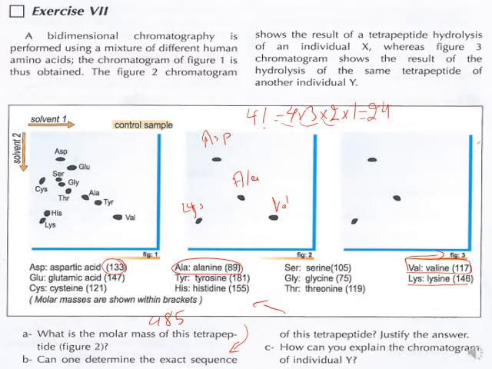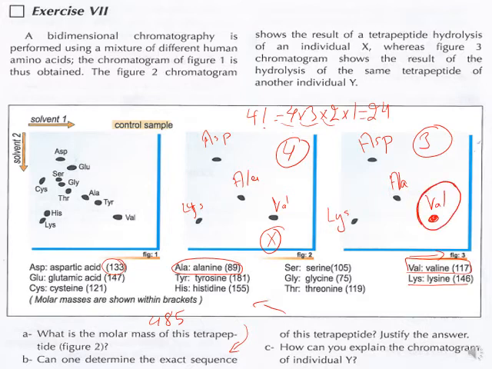Part C, how can you explain the chromatogram of individual Y? The chromatogram of individual Y shows 3 bands, while that of X here in figure 2 shows 4 bands. So here we have 4 bands, while here we have only 3 bands. So one of these is missed. We have aspartic acid, since it's the same position. We have lysine, LYS, and we have alanine. So the one missed here is the valine, VAL. This is the one missed.